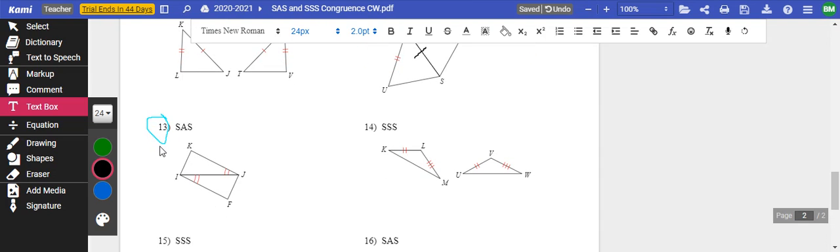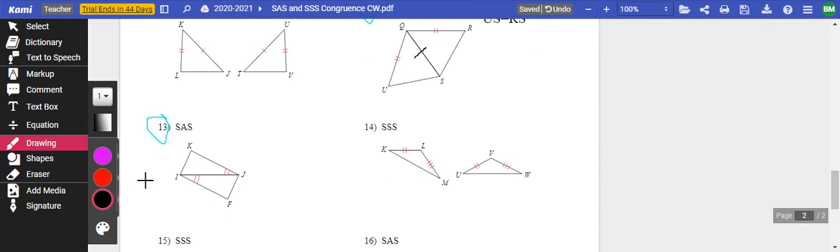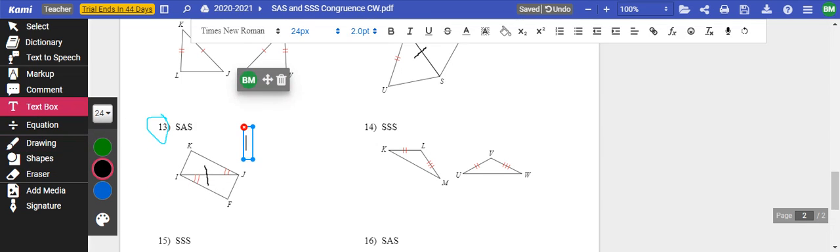Okay, number 13. I've got angles, and I've got this side in the middle. So I need my third side, and I can't do just any side. I need to make sure that side stays in the middle. So I'm going to say JK is equal to, now notice J is my angle that has the two bands on it, which means it's congruent to I. So I have to use IF. They have to be listed correctly.